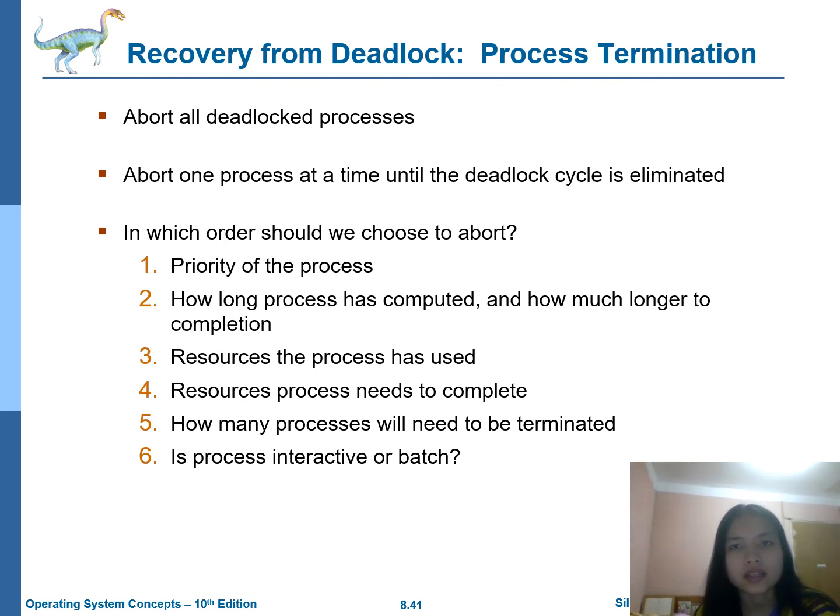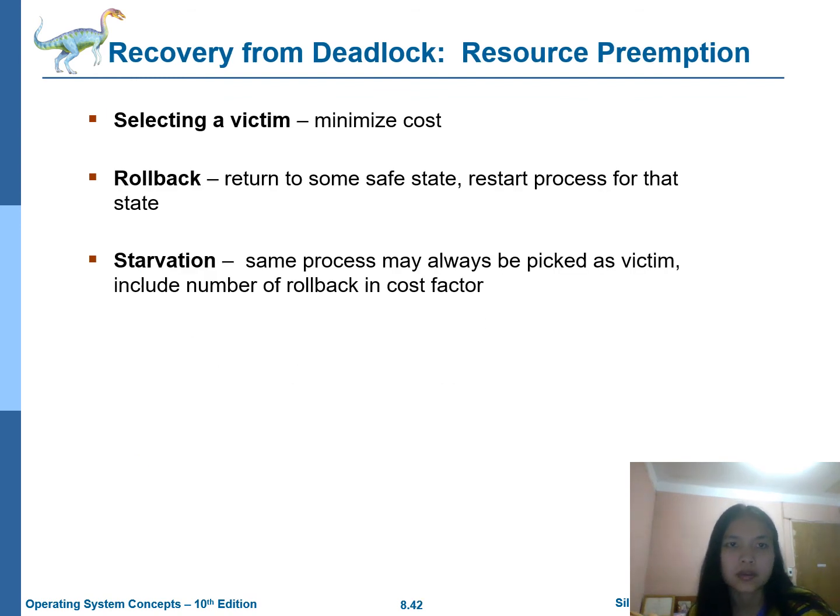Recovery from deadlock: process termination. Abort all deadlocked processes, or abort one process at a time until the deadlock cycle is eliminated. In which order should we choose to abort?